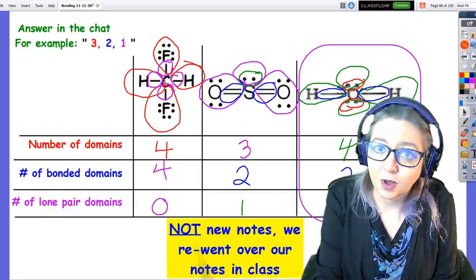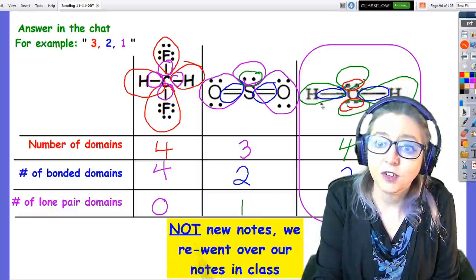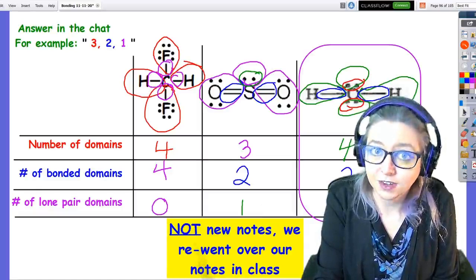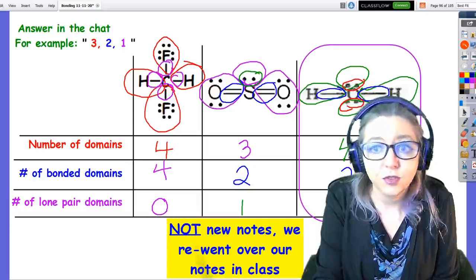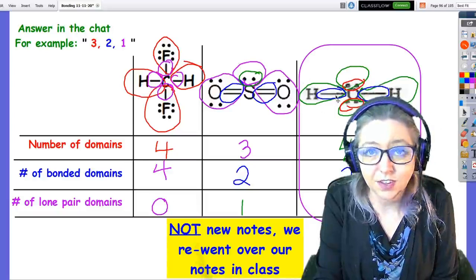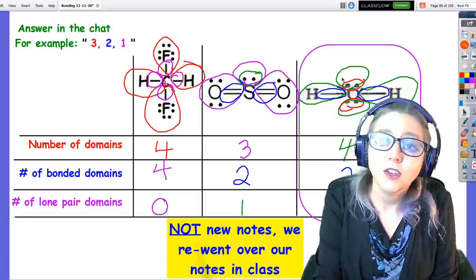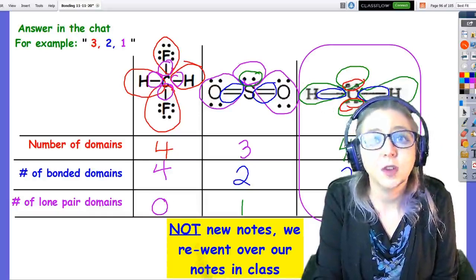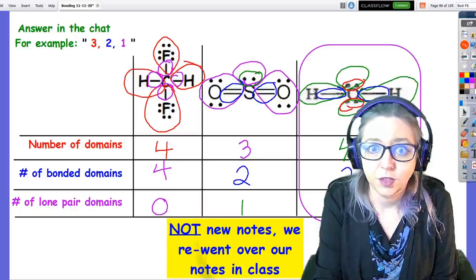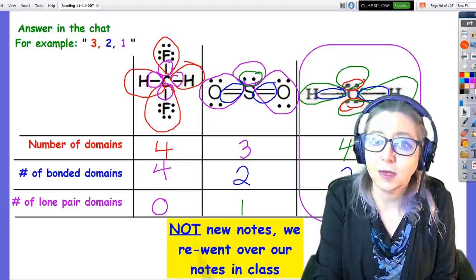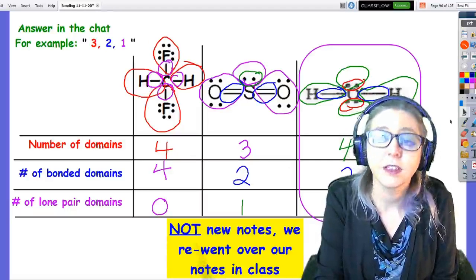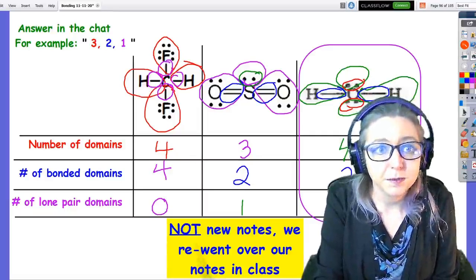Then here I've got water. I have 4 domains total hanging off of my oxygen. 2 of those domains have bonded pairs, have hydrogens hanging off. And 2 of those domains have lone pairs, so I've got 2 and 2. Once you can count your domains and your type of domains, then you can figure out the shape.